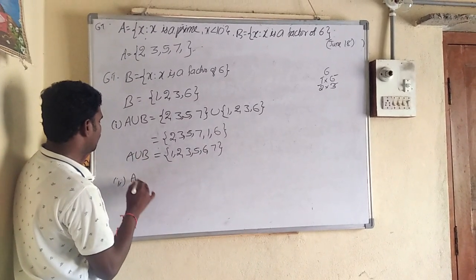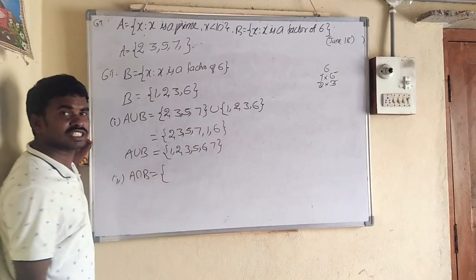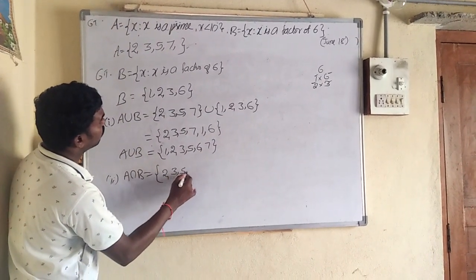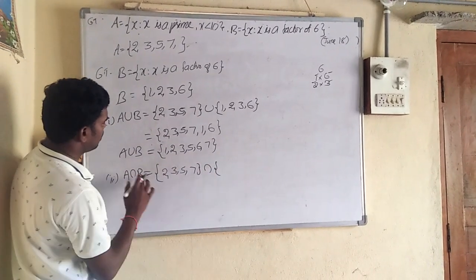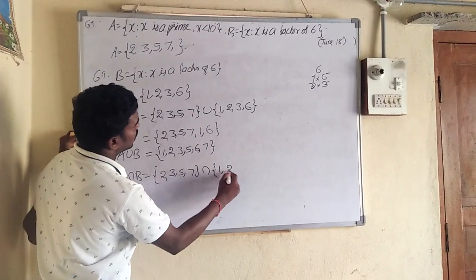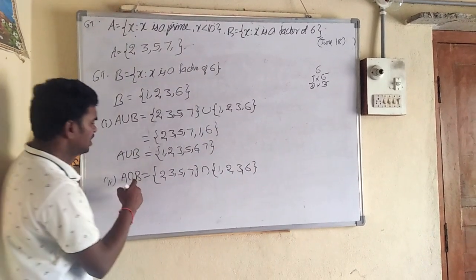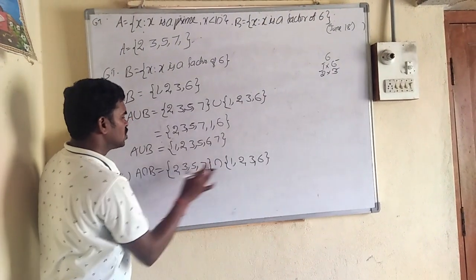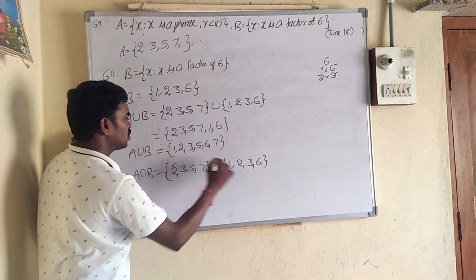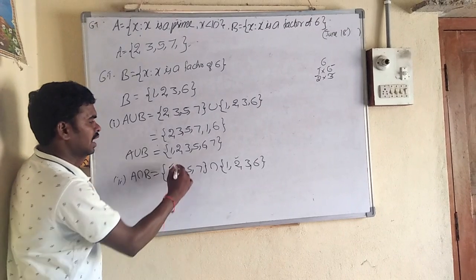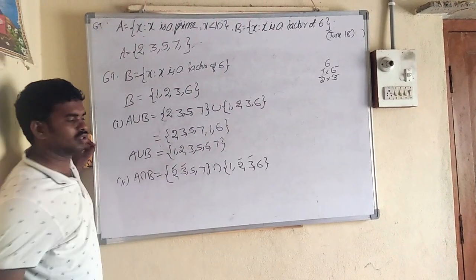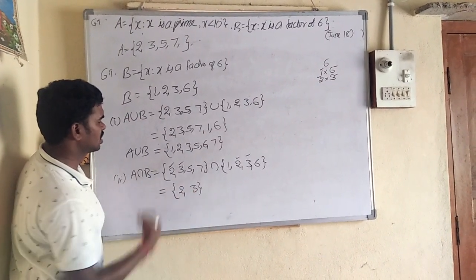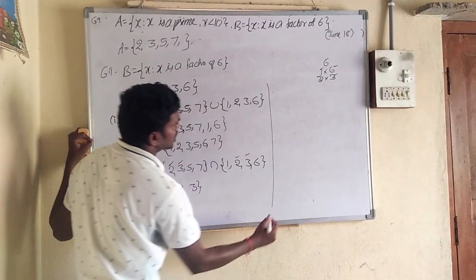And then asking for A intersection B also. A intersection B means A, which is 2, 3, 5, 7, intersection B, which is 1, 2, 3, 6. Intersection means common elements of A and B. So what are the common elements? 2 is common in both, and 3 also is common in both. So A intersection B equals 2, 3. That's all.